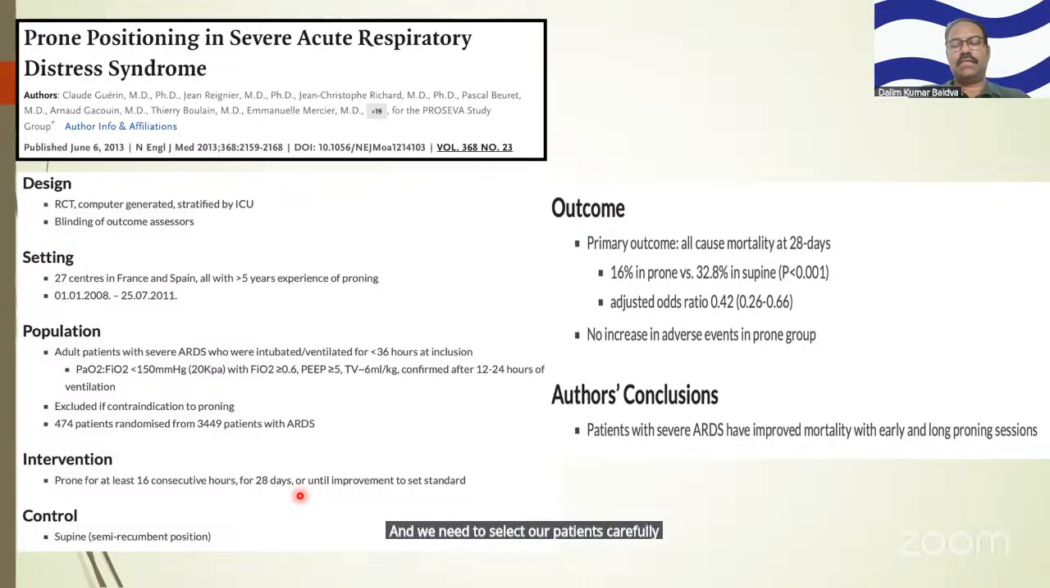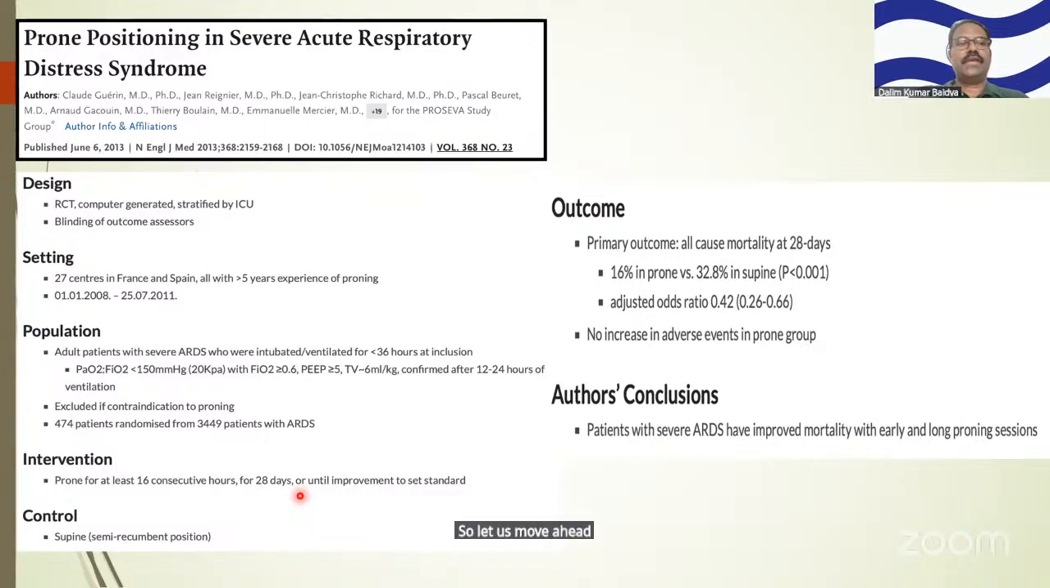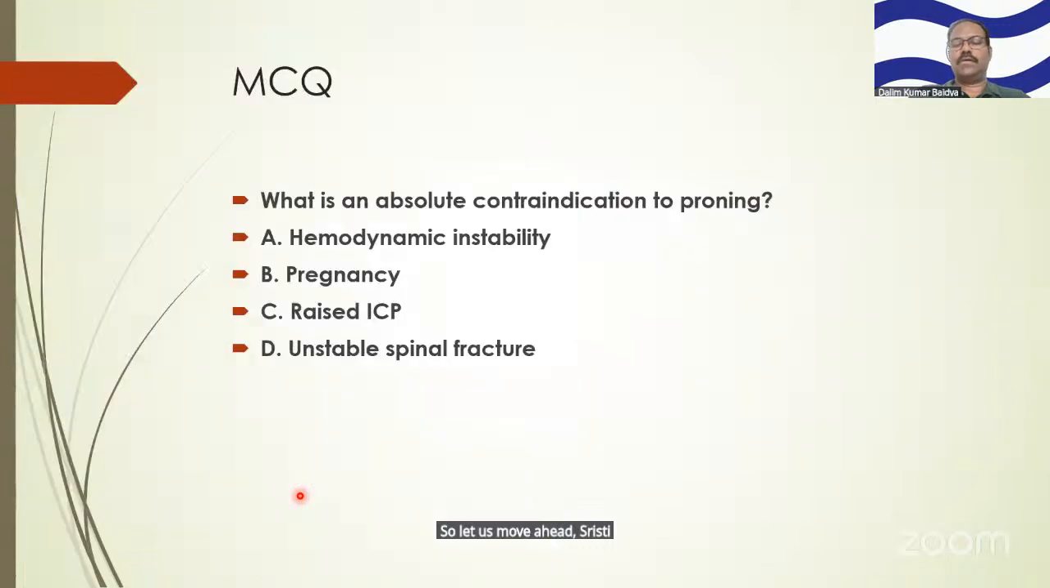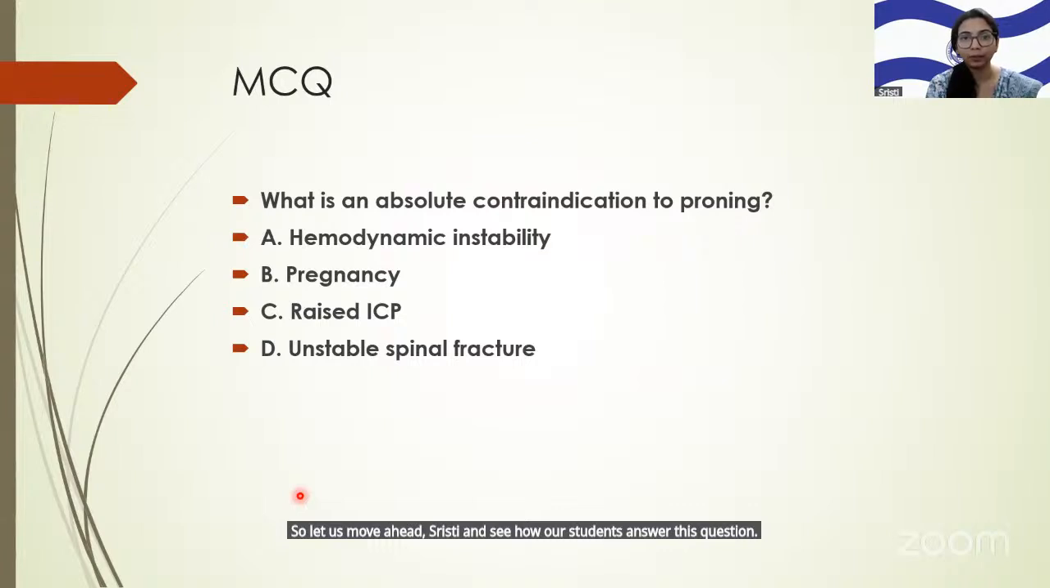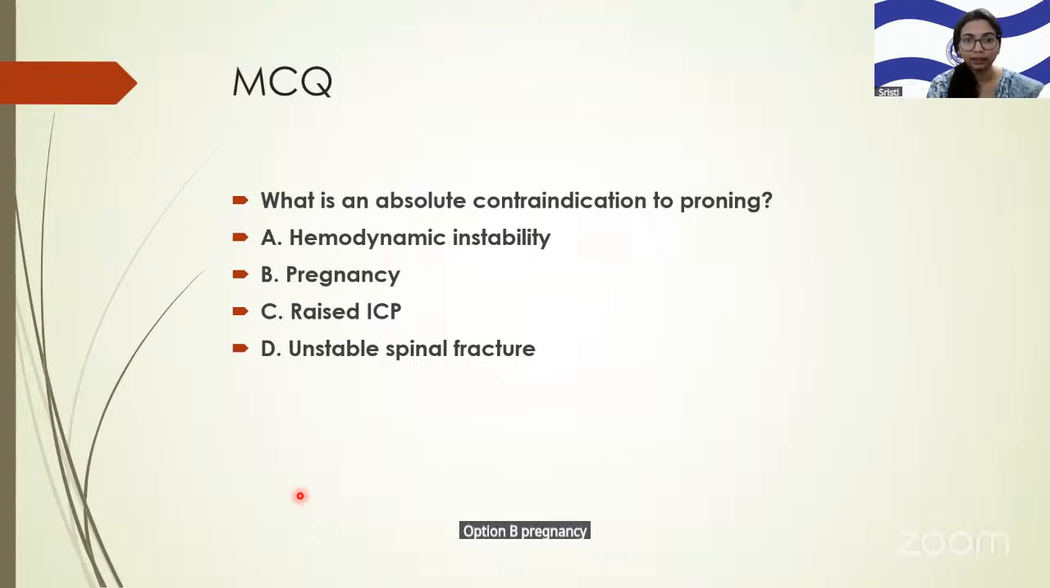Initially, we used to have a long list of contraindications for prone therapy. Nowadays, the list is getting shorter. So let us move ahead, Srishti, and see how our students answer this question. The question is, what is an absolute contraindication to proning? Option A, hemodynamic instability. Option B, pregnancy. Option C, raised intracranial pressure. Option D, unstable spinal fracture.